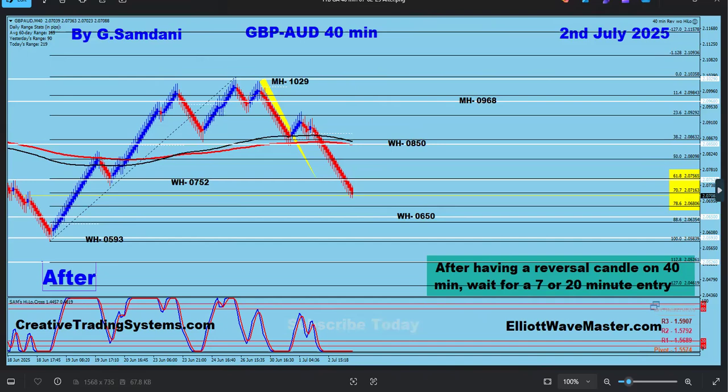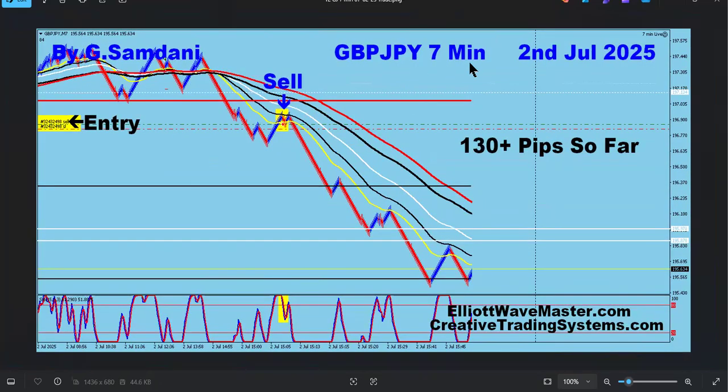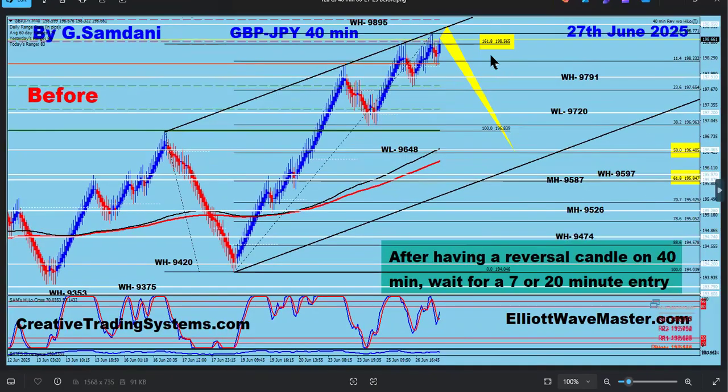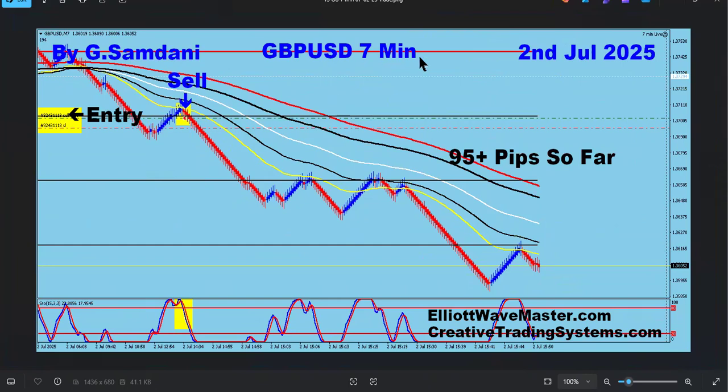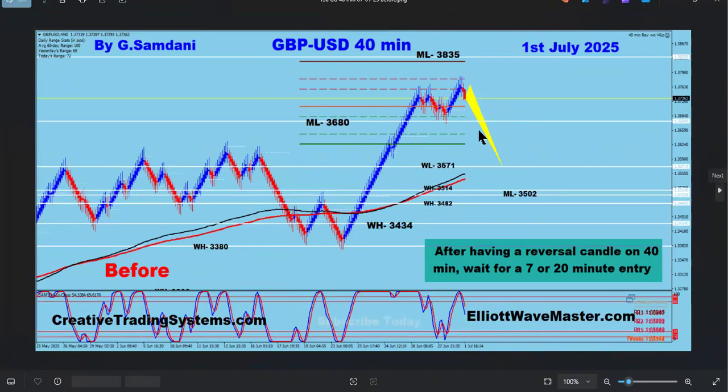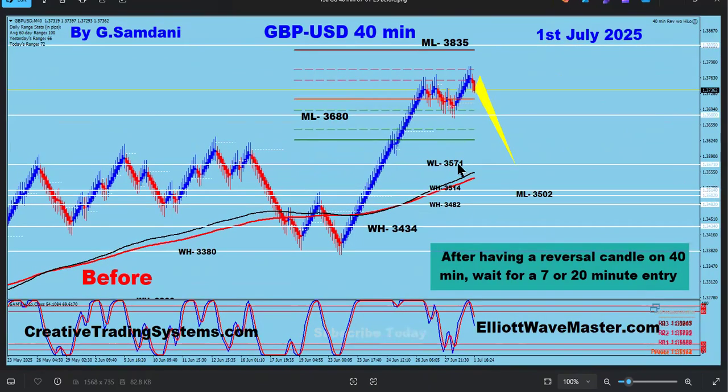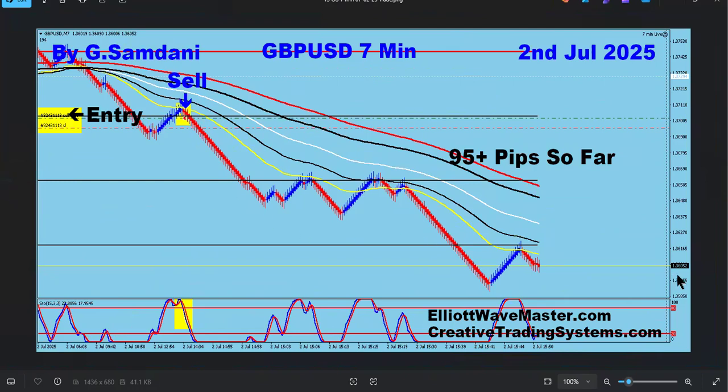Okay, next trade we see, this is Pound Yen, 7-minute, 130. And it is based on this. The chart was made on the 27th that this thing is going to drop all the way here, and it went down. And then Pound USD 7-minute short, 95 pips to the downside. Why? Because of this chart. It was supposed to come down here, 35.71, and you can see the trade was at 36, right? So 95 pips.